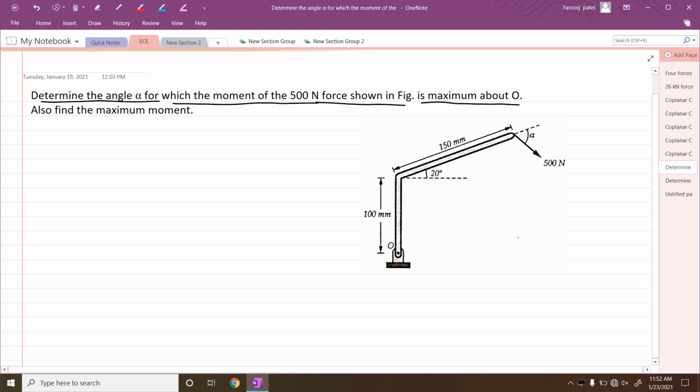So you can see now, we have a 500 Newton force. We have to calculate what the angle alpha will be, at what angle this force has to be inclined so that it creates the maximum moment about this point O. And next, they have asked us to also find the maximum moment. We have to calculate the moment created due to this 500 Newton force about this point O. So these two things have to be calculated.